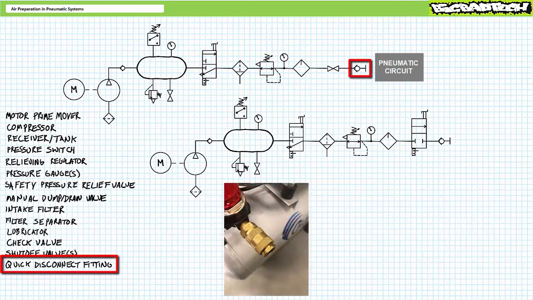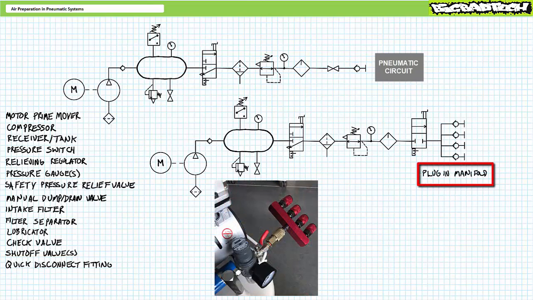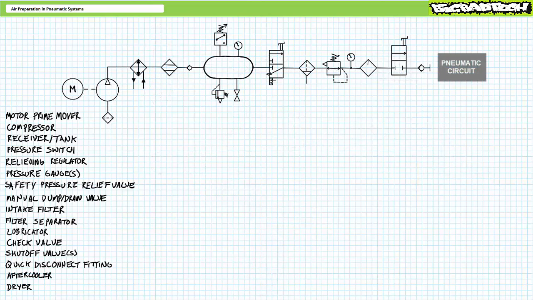Additionally, you might see a push-to-fit quick disconnect fitting illustrated at the output of a compressor circuit. When a matching fitting is inserted into the quick disconnect, it pushes the poppet off the seat and allows flow from the FRL to the circuit. Additionally, rather than a single quick disconnect fitting, you might encounter a manifold with several quick disconnects, illustrated as a collection of push-to-fit check valves. Lastly, you may see other air preparation elements, like aftercoolers and dryers.